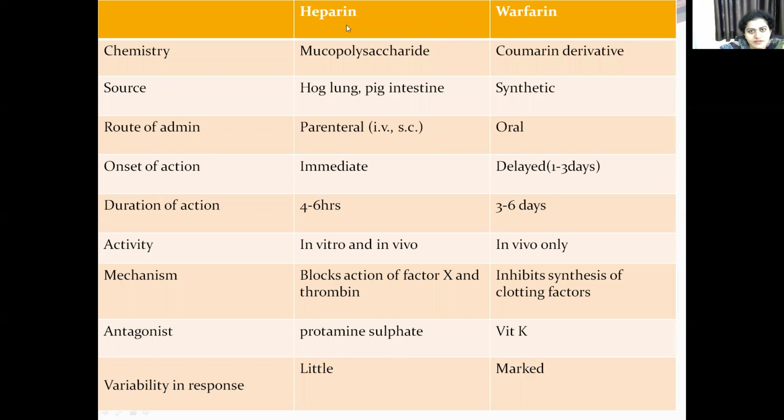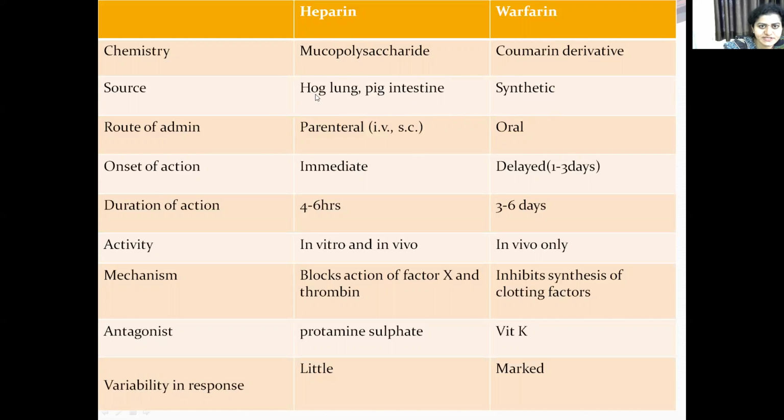Now coming to just a summary. What is the difference between heparin and warfarin? Both are anticoagulants. Heparin is a parenteral anticoagulant, and warfarin is an oral anticoagulant. Coming to the chemistry, heparin is a mucopolysaccharide, whereas warfarin is a coumarin derivative. The primary source of heparin is always the liver or the mast cells, but it is also derived from ox lung or pig intestine, whereas warfarin is mostly a synthetic source.